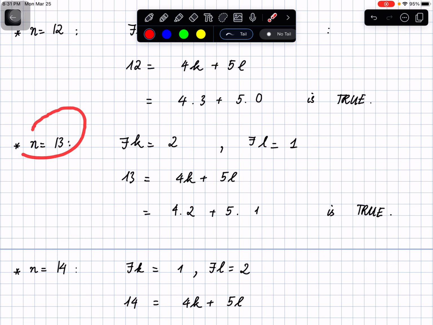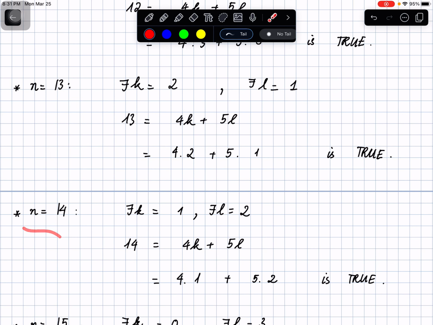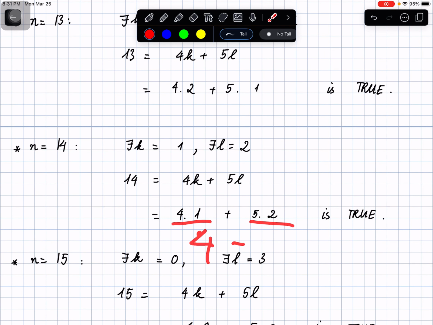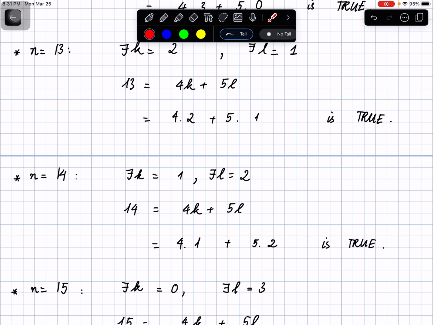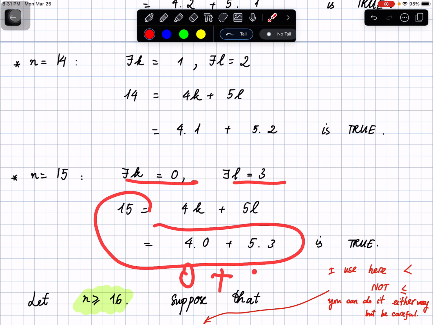Similarly, we do it for 13. For 13, it can be written in this form as 13 equal to 4 times 2, which is 8, plus 5 times 1. So this is also true. So P(13) is true. For P(14), 14 equals 4 times 1 plus 5 times 2, so 4 plus 10. This is true. So 14 can also be written in this form. 15 can also be written in this form, as we choose k to be 0 and l to be 3. So 15 is 0 plus 15.